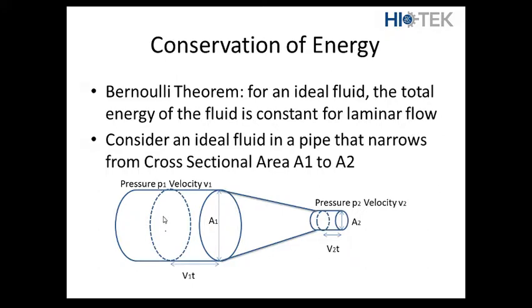So we look at an ideal fluid in a pipe that narrows from a cross-sectional area A1 to cross-sectional area A2. We look at pressure in the large pipe as P1, velocity of the fluid as V1, and P2, V2 for the smaller pipe. We know that distance traveled, if we take this as a disk of fluid moving down the pipe, is velocity times time, and that's the V1t expression there and there.